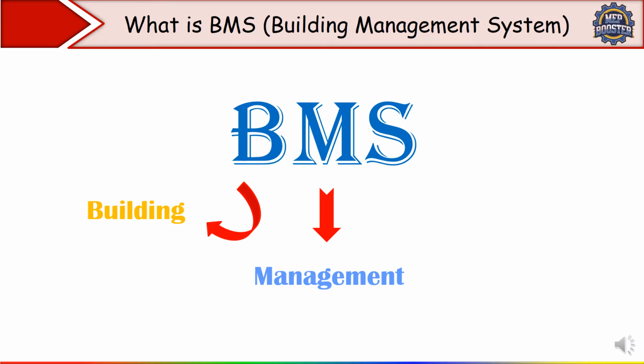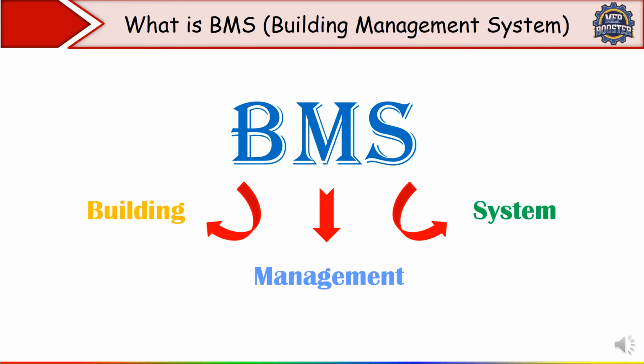So how does BMS manage automatically? BMS automatically turns HVAC or lights on and off based on time or occupancy. It also adjusts the airflow based on temperature or CO2 level, and BMS also sends alerts in case of fire or equipment fault. So instead of manual operation, everything is automated and monitored through one central system. So M stands for management.